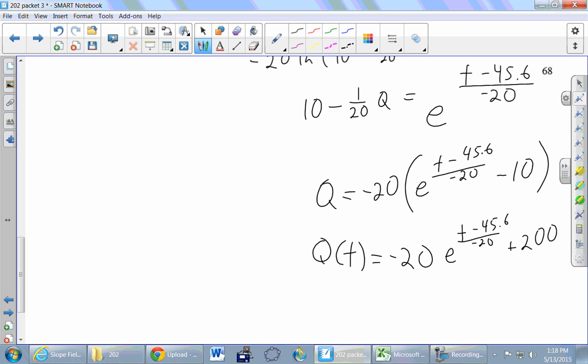How about the long-term behavior of the salt in the tank as time passes? Sending T to infinity. If you make T really big, then what about this fraction? Negative really big, right? Because that's divided by negative 20. So e to the negative like a million is pretty much 0. Then times that, 0, and then plus that. So I think we can say that the limit as t goes to infinity of Q of T is 200 pounds.